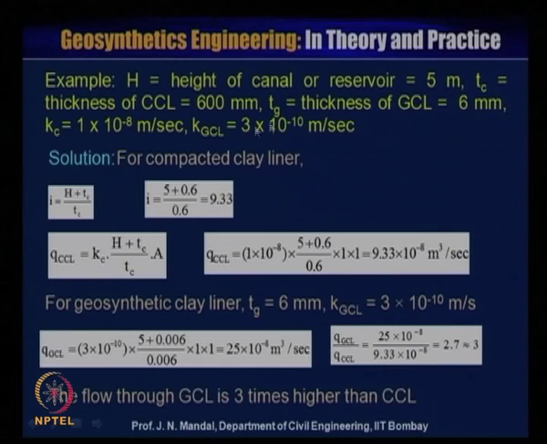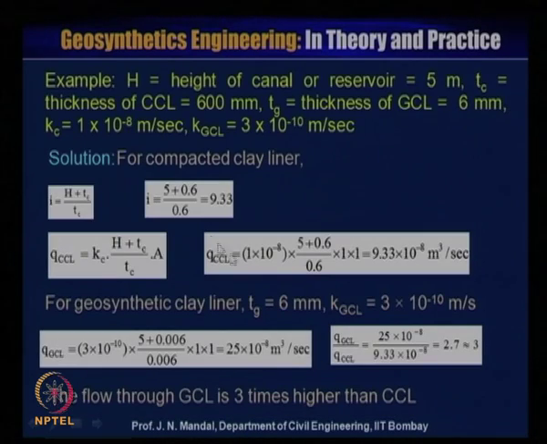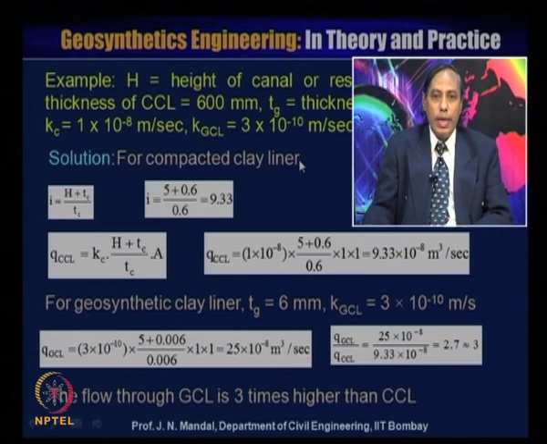Whereas, in case of the GCL, or geosynthetic clay liner, the Tg is 6 millimeter. The coefficient of permeability of the clay liner is 1 into 10 to the power minus 8 meter per second, and the hydraulic conductivity of the geosynthetic clay liner is 3 into 10 to the power minus 10 meter per second. Now, in this example, the solution is here for the compacted clay liner.